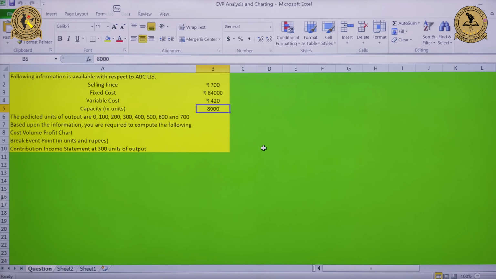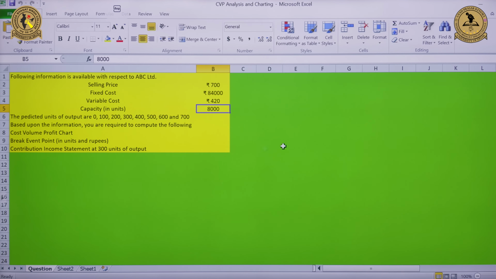Myself Dr. Rishabh Gupta, and I welcome you all in my today's session of CVP analysis and charting using MS Excel. In this session, we will be covering the computation of contribution margin, the computation of PV ratio, preparation of cost and revenue at a predicted level of output, finally the preparation of CVP analysis chart, computation of break-even point, and at last preparation of income statement.